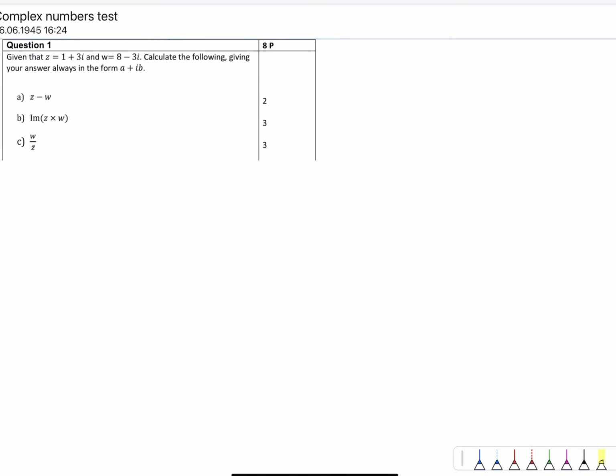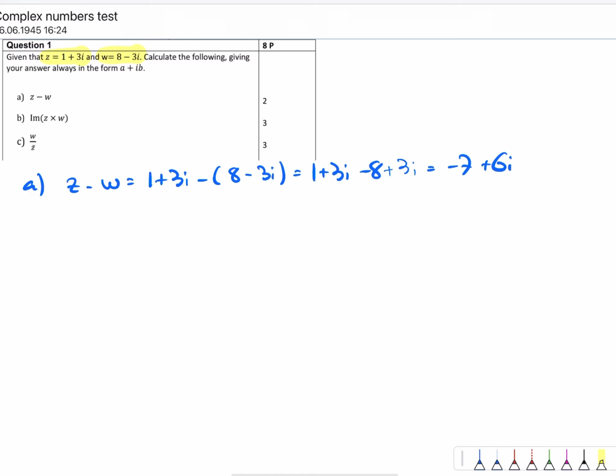So we're going to be solving the complex numbers test written a couple of weeks ago. In question number 1, we're given two complex numbers, z and w, and part a asks us to do z minus w. When we substitute 1 plus 3i, which is the value of z, minus the value of w, which is 8 minus 3i, we get 1 plus 3i minus 8 plus 3i, which means minus 7 plus 6i, which is the answer to the first question.